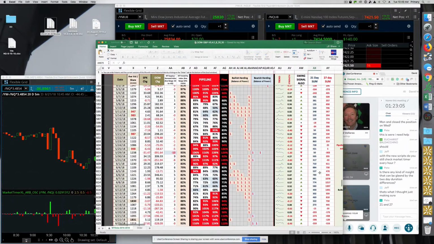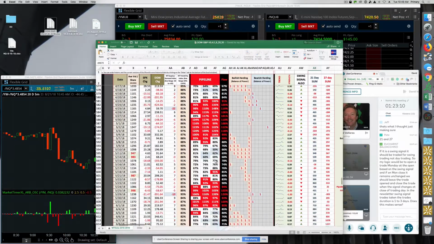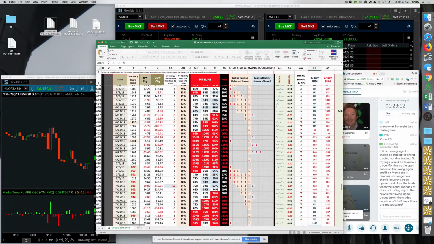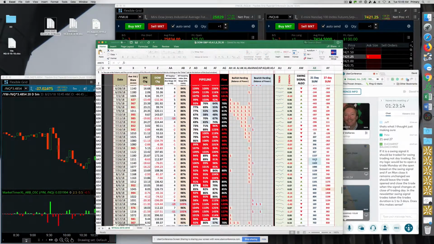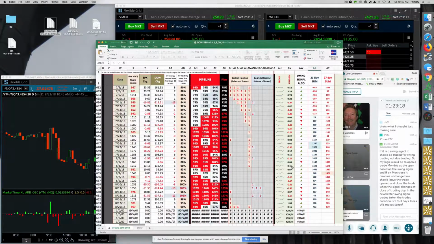That's typically the way I use it: when we're close to a turning point in the pipeline, and there's a huge gap between the 21 and 27-day sum, of about 500 points or more, I'd say.